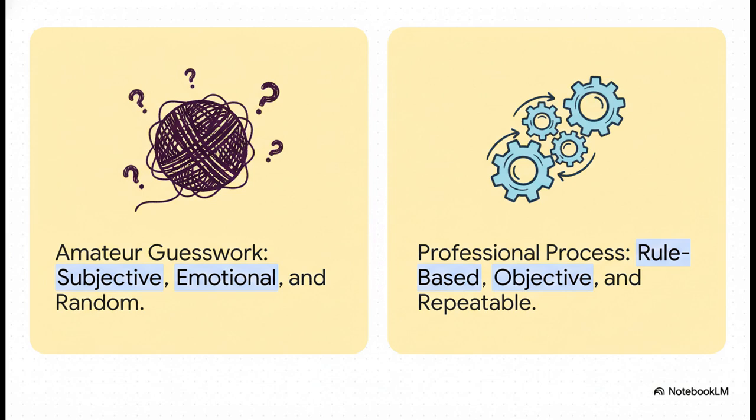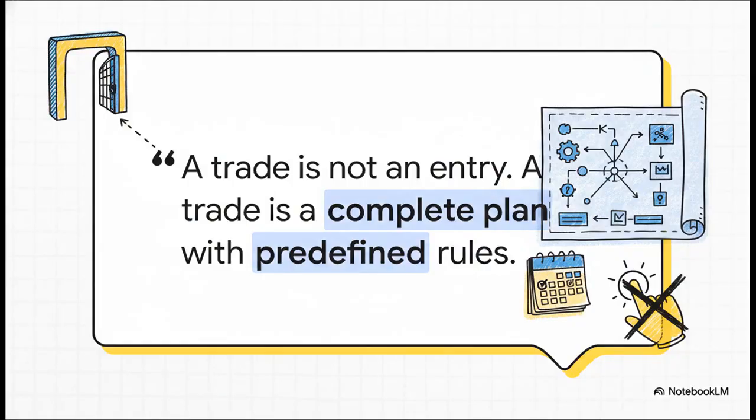On the other side is the professional process. It's built on rules, it's objective, and it's repeatable. One of these is a recipe for total frustration. The other is the blueprint for consistency. This right here is probably the most important mindset shift you can make. See, an entry point, that's just one tiny piece of the puzzle. A real professional trade is a complete blueprint, a full plan with rules you've already defined before you even think about clicking the buy button.